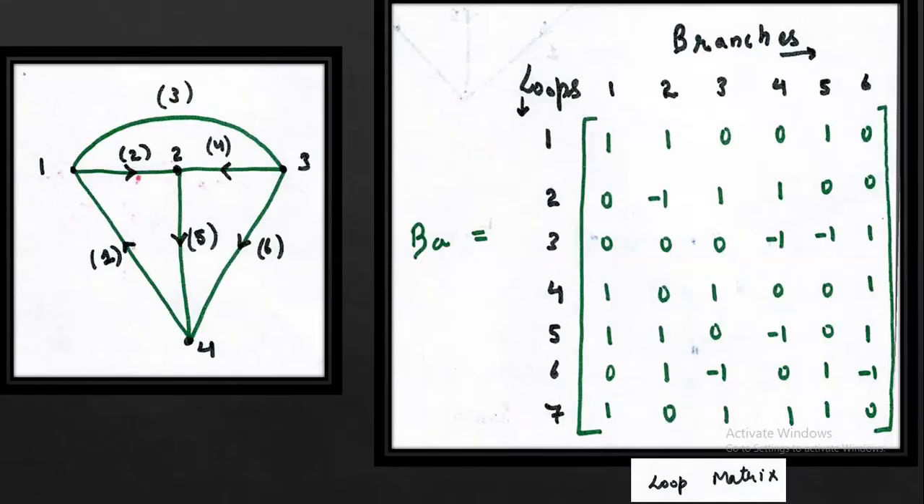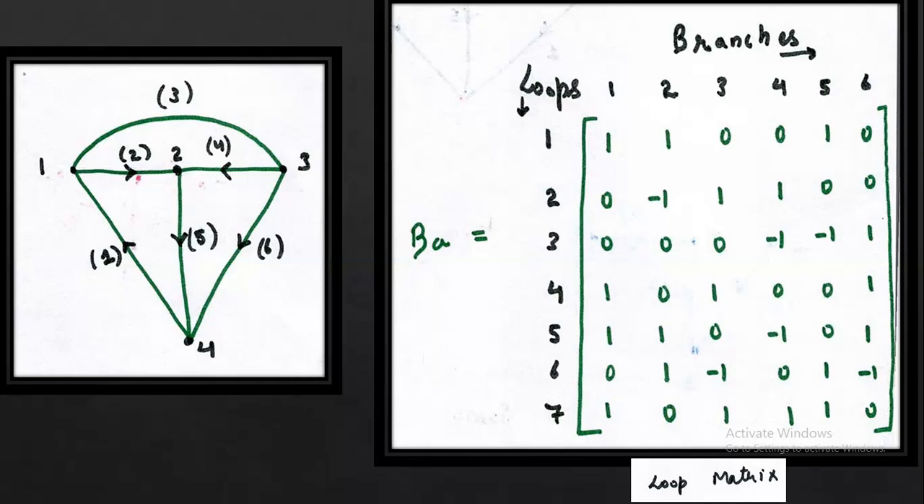Let us see one example. On the left side there is a graph, on the right side we draw its loop matrix. We first write the loops, 1, 2, 3, 4, 5, 6, 7 loops are there, then the branches 1, 2, 3, 4, 5, 6. Now we write the components according to this rule. You try it. If you face any problem, just comment.